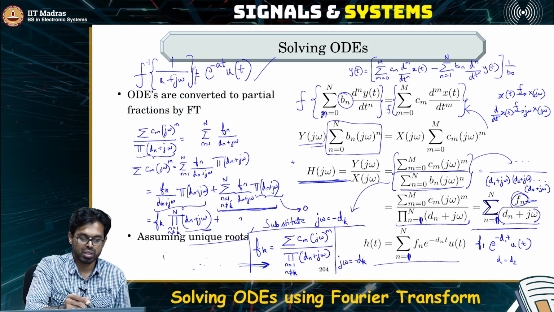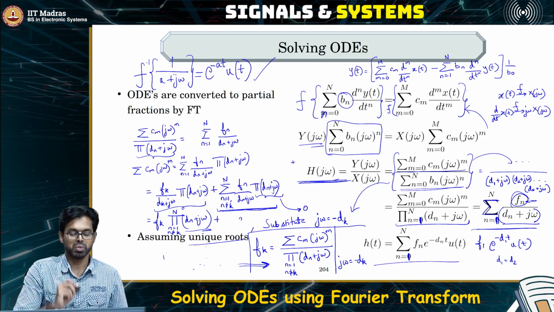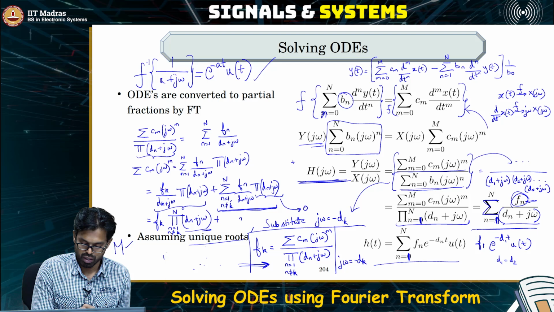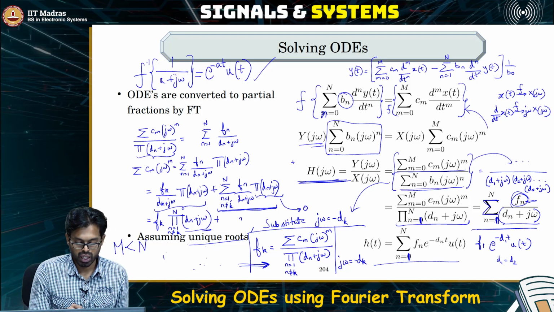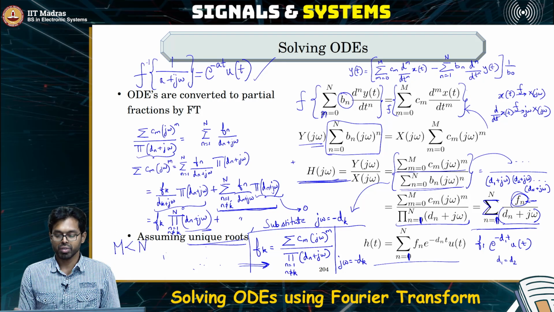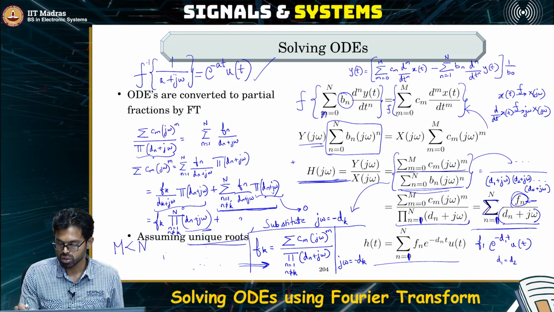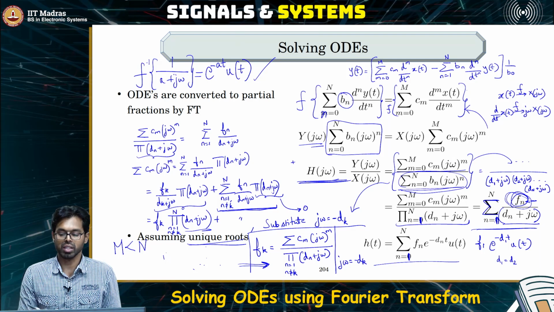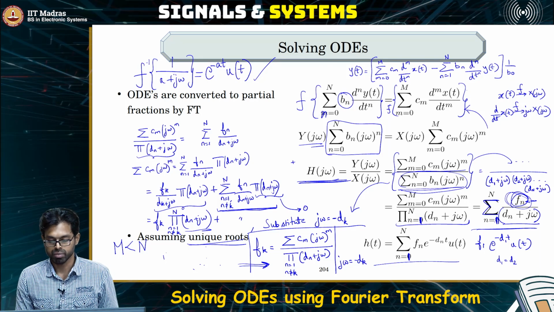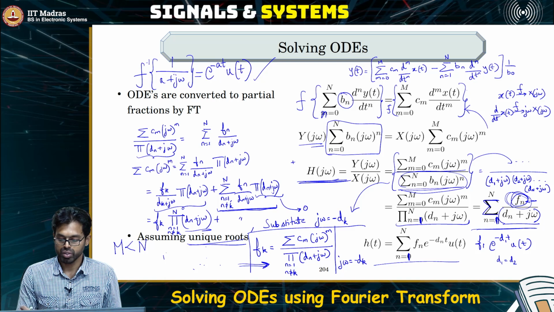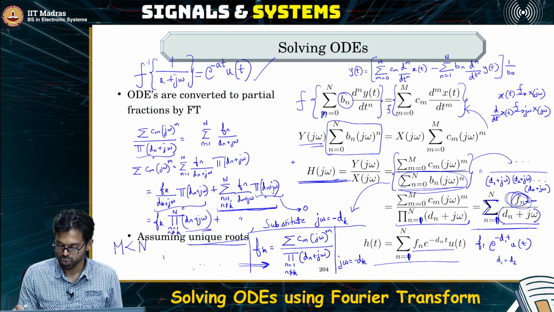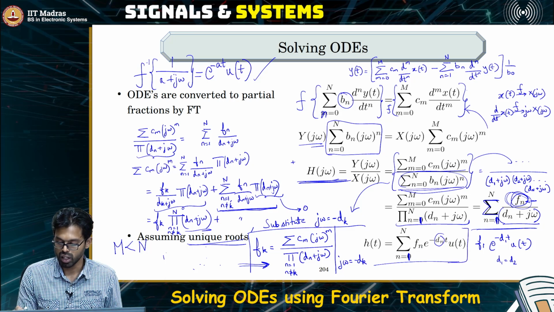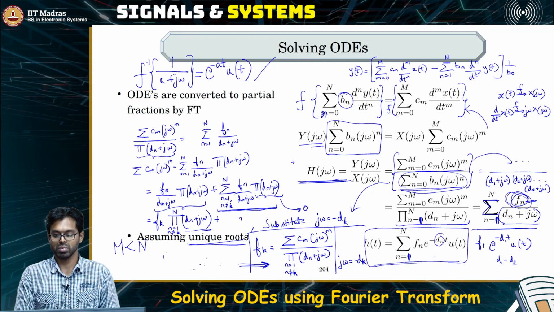So, as long as you have made 2 assumptions here, the first being that m is less than n, and that there are unique roots, all you have to do is find the roots of this denominator and then find these partial fraction coefficients, and you are done. Once you find the partial fraction coefficients, you just use those roots and partial fraction coefficients in this expression and you have the impulse response, nothing more.